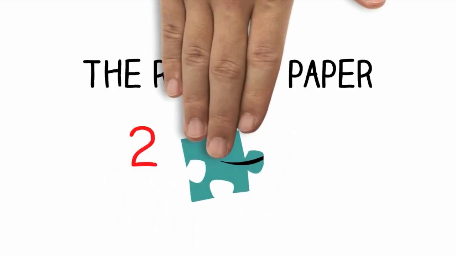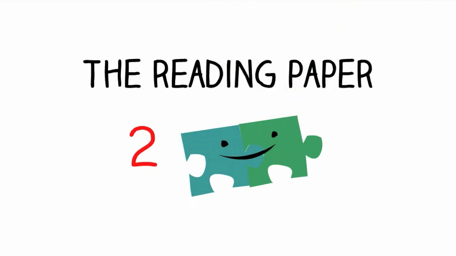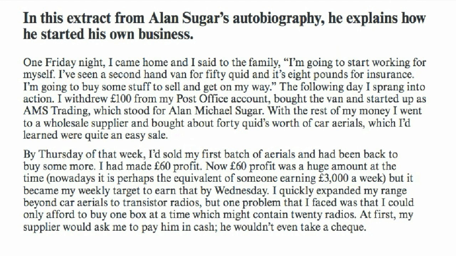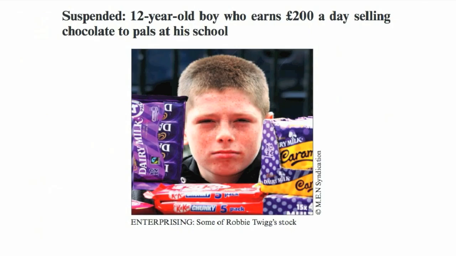So what to expect from the reading paper? You get 2 texts in the reading paper which are linked on a theme. Now these texts are unseen, so we can't prepare you for what they're going to be about, but just how to approach them. Here's an example of one, and this was from the paper a couple of years ago, which is an extract from Alan Sugar's autobiography. So this was the first text that you got given. And the second text was about a 12-year-old boy who was suspended from school for selling chocolate bars to his friends.